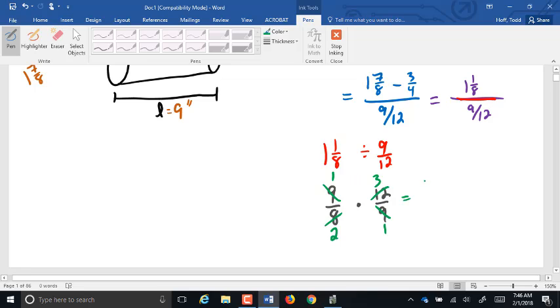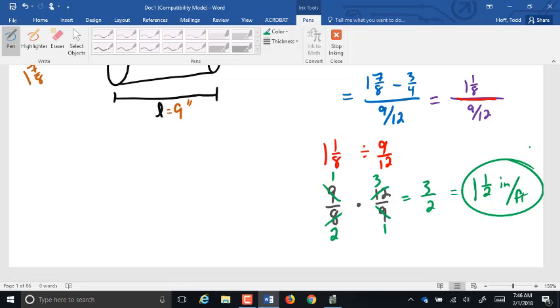So on top we got 1 times 3 is 3. 2 times 1 is 2. 3 over 2, or 1 1/2 inches per foot. So the diameter decreases by 1 1/2 inches for every foot of length.